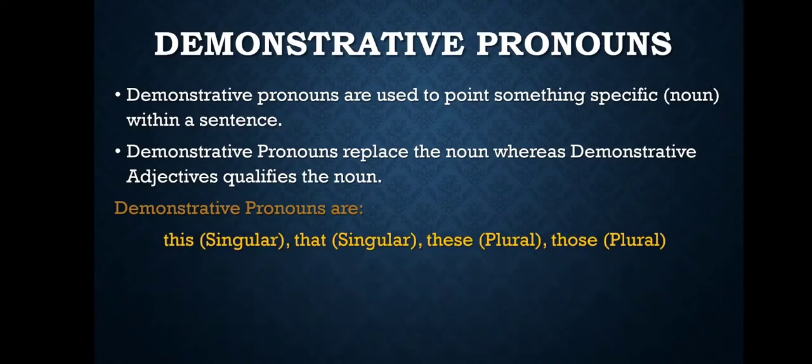Demonstrative pronouns are this, that, these, and those. It is clear that this and that are demonstrative pronouns for singular things, and these and those are demonstrative pronouns for plural things. Just take an example over here: I prefer this.